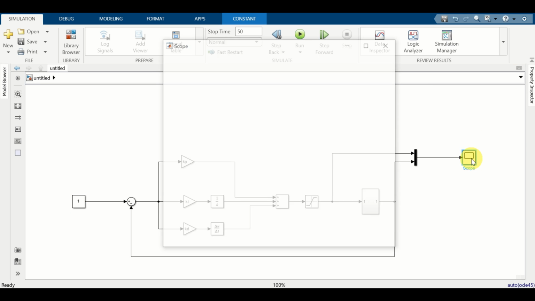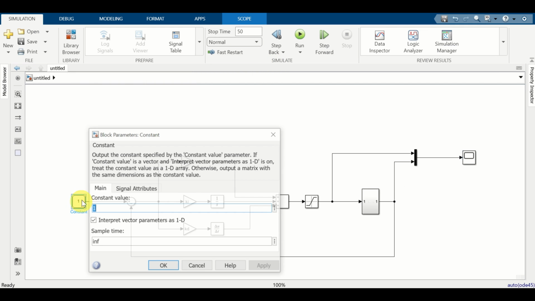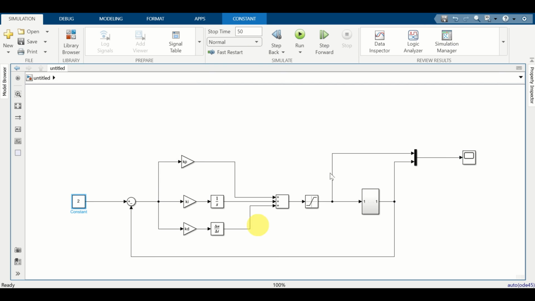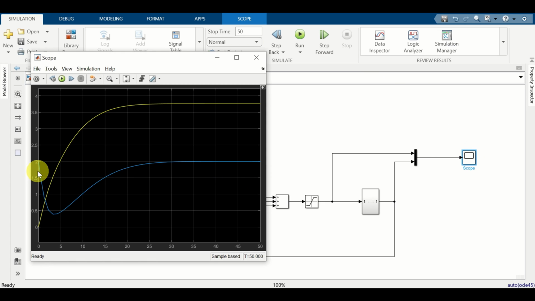Then, if you double-click over here, you will see two curves. This blue curve represents the controlled water level, and the yellow curve represents the control input, that is, the input flow rate. You can play with the set point. For example, let's change over here the set point to 2. Okay, and then run the simulation once more, and let's see the results. Here they are. We can see that the water level goes to 2 after some transient response.